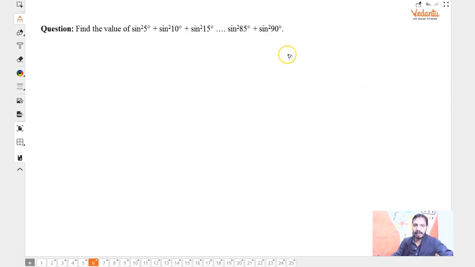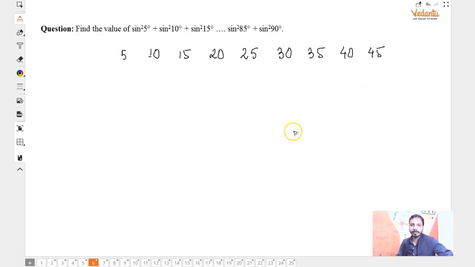That means special angles. So if you see, the angles that are given are 5, 10, 15, 20. You guys solve. I'm just giving you the overview. 20, 25, 30, 35, 40, 45. So these are the values. Similarly, we have 50, 55, 60, 65, 70 and up to 90, right? So what to do, guys?